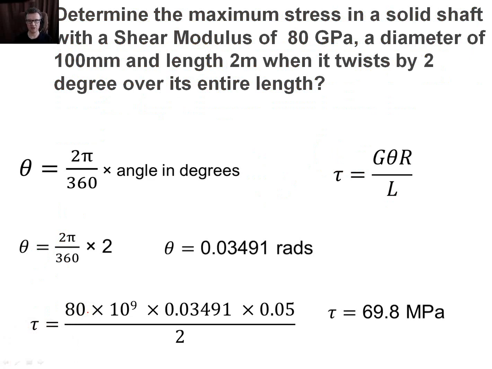Okay, so let's have a look at those values. One thing you've got to watch out for is that when we're using theta, we need to make sure it's in radians. So what I'm going to do is use 2 pi divided by 360 times 2, which converts that into radians. Now I can substitute those values in.